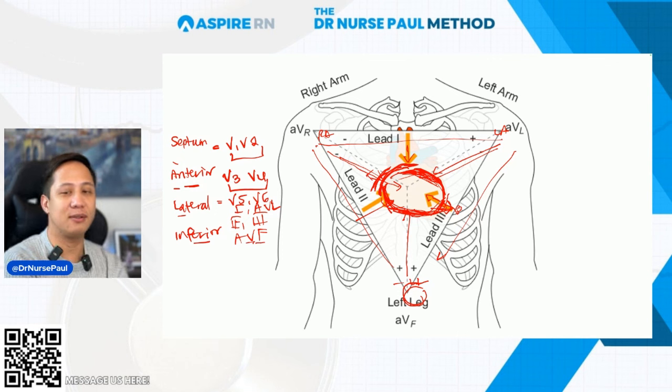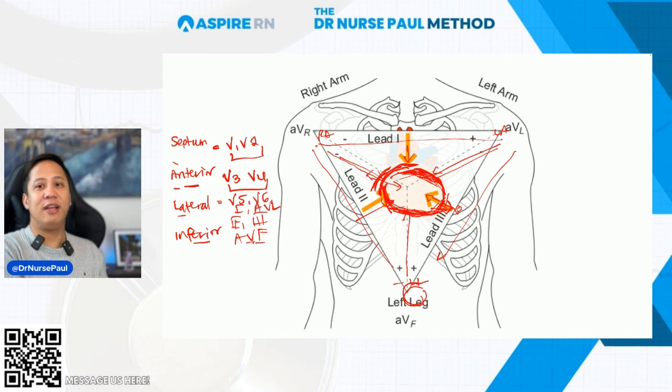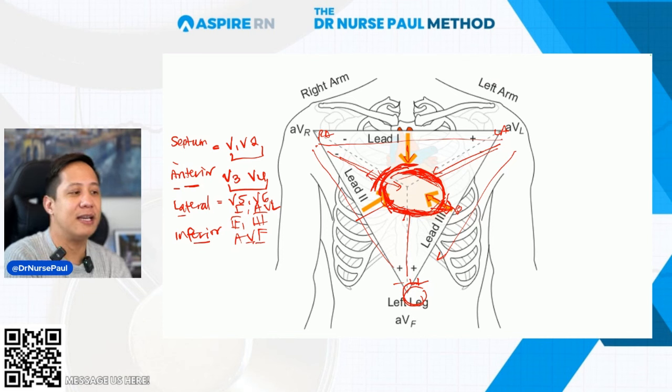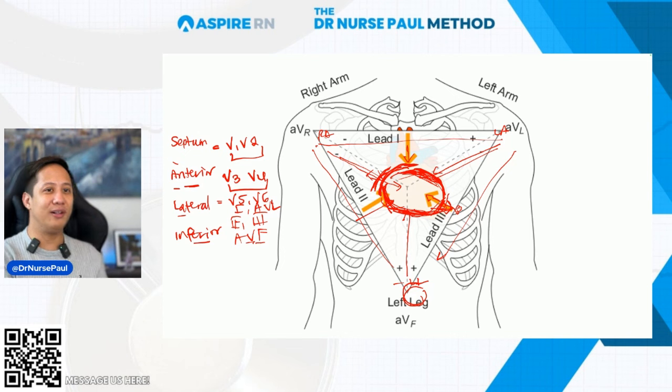V5, V6, what else? There are four leads for lateral: V5, V6, aVL, and lead one. We use the Roman numeral I so we're not confusing it with V1. So the lateral leads are V5, V6, I, and L. You got it?